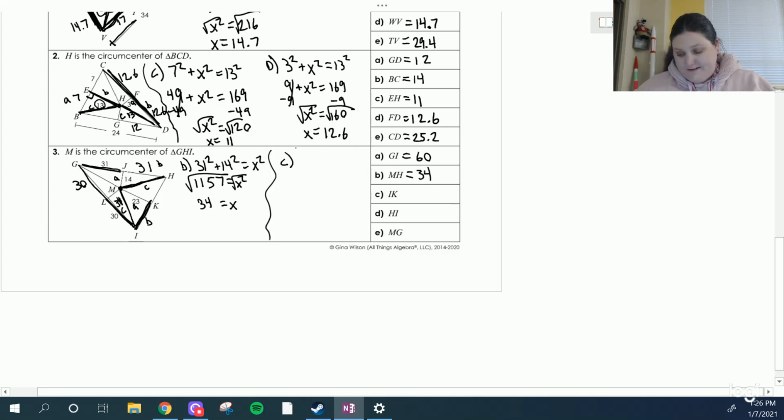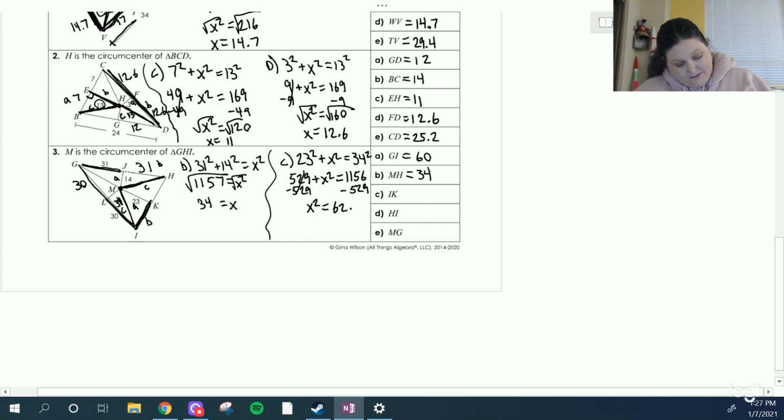So for part C, we're going to set up 23 to the second power plus x to the second power equals 34 to the second power. And when I simplify that, I get 529 plus x to the second power equals 1,156. I subtract 529 from both sides. And when I do, I get x squared equals 627. Then I take the square root of both sides and I get x equals 25, roughly. So IK is 25.